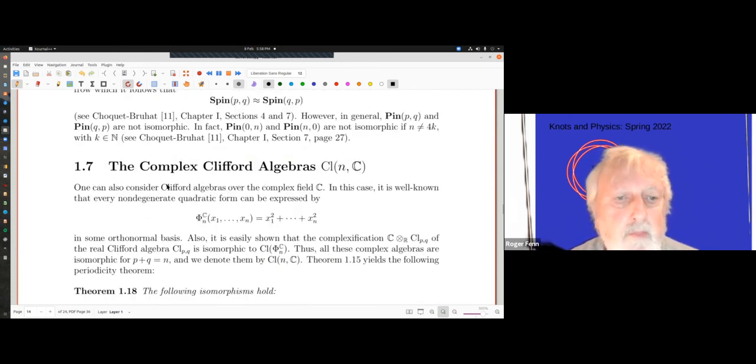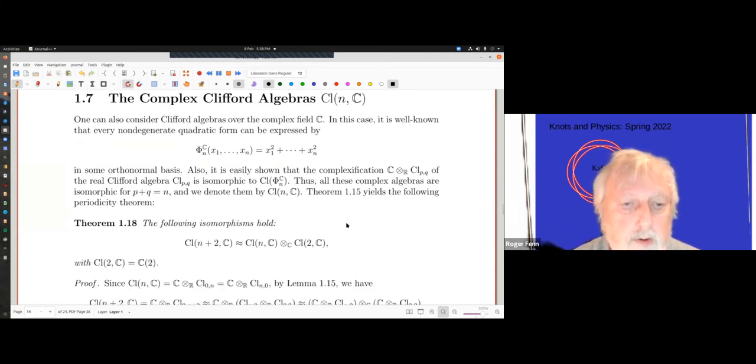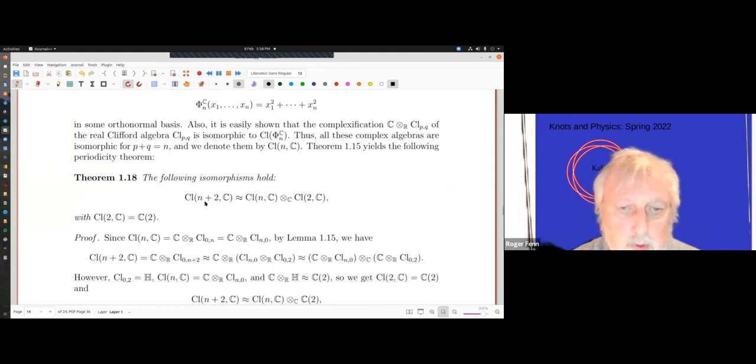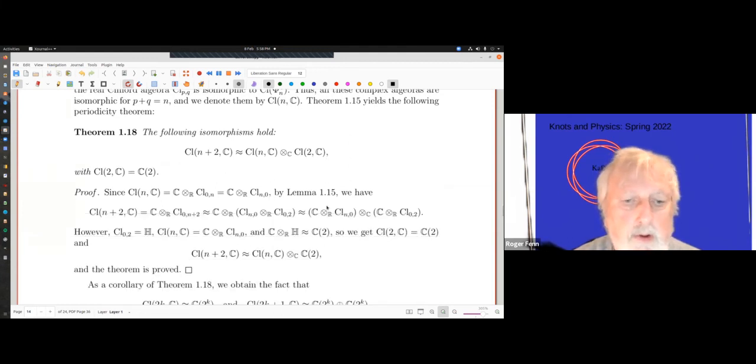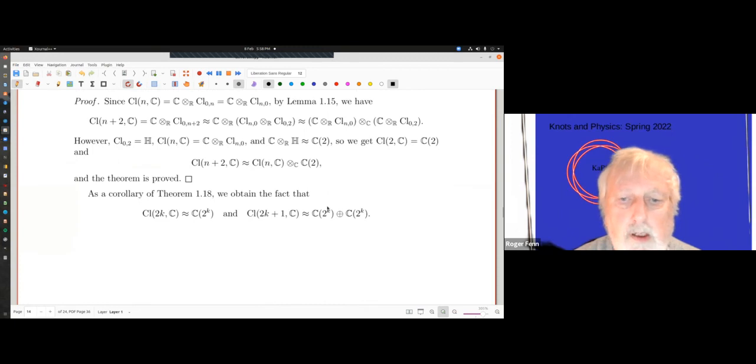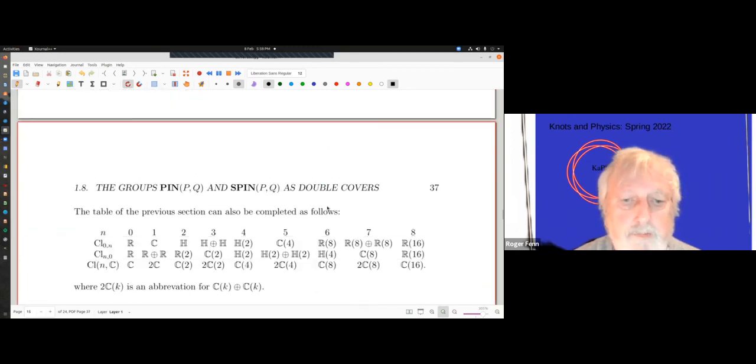Of course, all I can say is the quadratic form, if we're over the complex numbers, we can get rid of the minuses, and they're all plus. Then we've got more isomorphisms here.